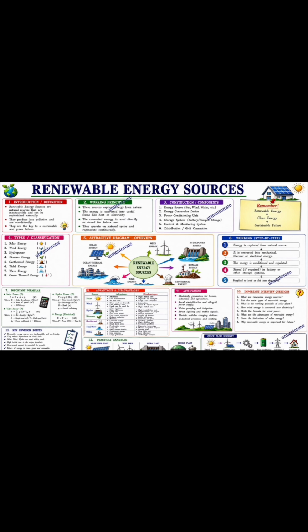Advantages and disadvantages. Advantages: abundant resources, low fuel cost, clean and eco-friendly, renewable and sustainable, high efficiency (hydro), reduced pollution, continuous energy generation (geothermal). Disadvantages: high initial cost, depends on natural conditions, land area requirement, intermittent nature (solar, wind), environmental impact in some cases, location-specific installation.